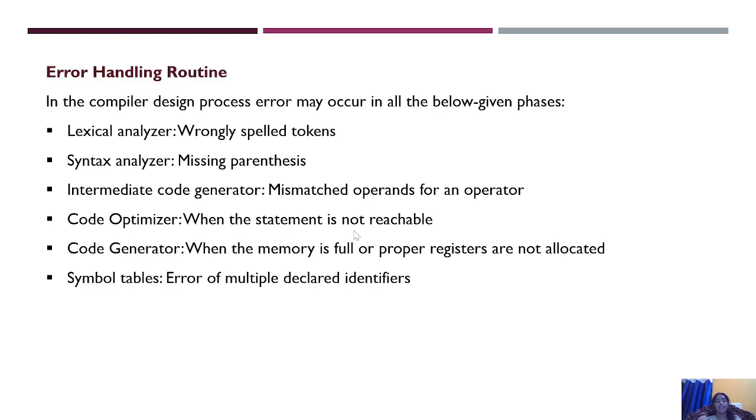Coming to the error handling routines, in the compiler design process, errors may occur in all the phases given below. In the lexical analyzer, there may be wrongly spelled tokens. In the syntax analyzer, we may get missing parentheses. In the intermediate code generator, mismatched operands for the operator. In the code optimizer, when the statement is not reachable, we may get an error, whereas in the code generator, the memory may be full, and proper registers are not allowed. In the symbol table, there may be an error of multiple declared identifiers.